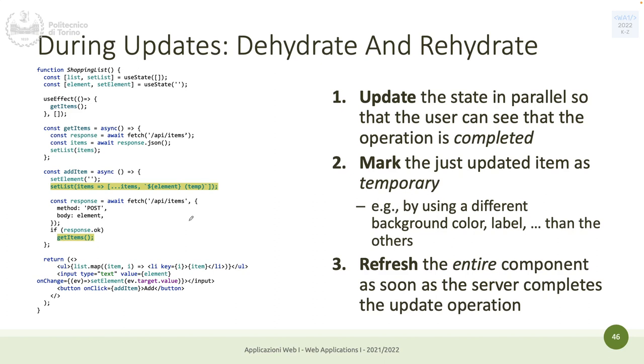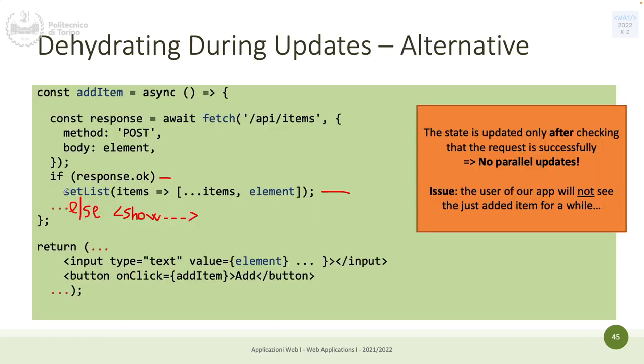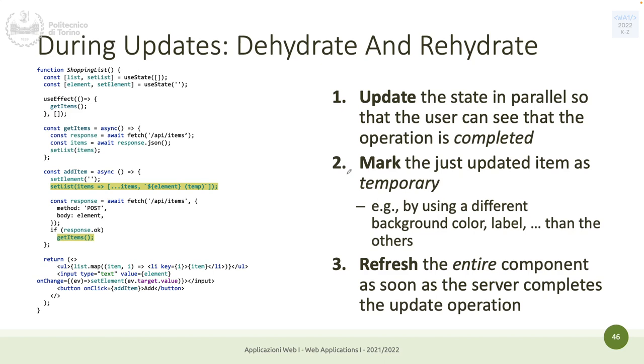What you can do is to do both. Oh, let me see if it's here. So basically, this set list should stay here at the beginning, like in the optimistic state updates. And here in the response.ok, here you should have the get, as he was mentioning. So you are trying to do both. You optimistically notify that the adding operation is complete on the React side, but you confirm the results only after the server replies back.